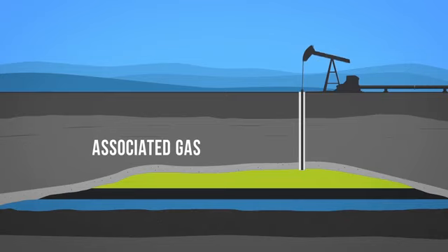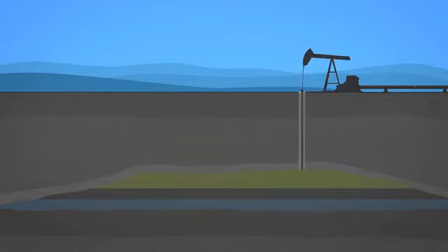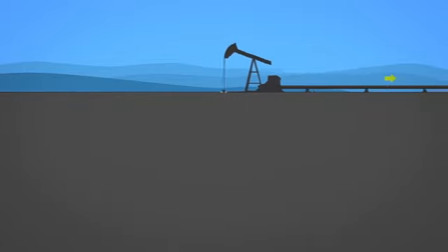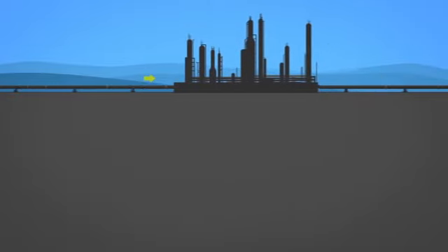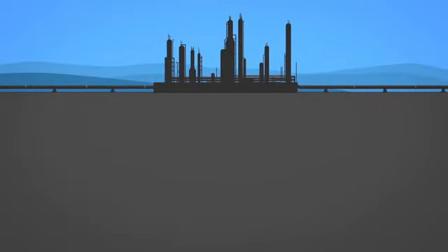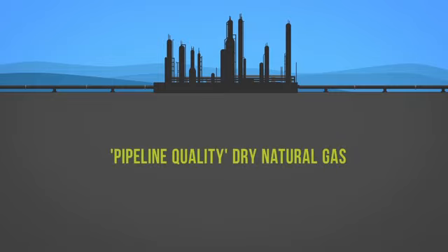In the past, associated gas was commonly flared or burned as a waste product, but in most places today it is captured and used. Once extracted, natural gas is sent through small pipelines called gathering lines to processing plants, which separate the various hydrocarbons and fluids from the pure natural gas to produce what is known as pipeline-quality dry natural gas before it can be transported.